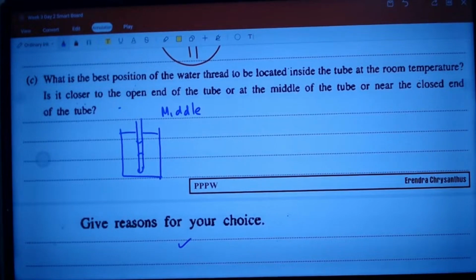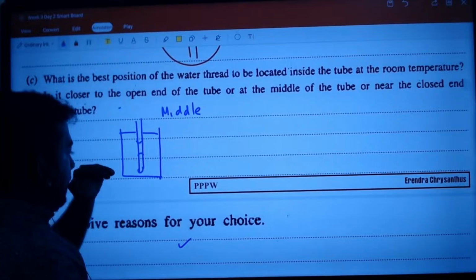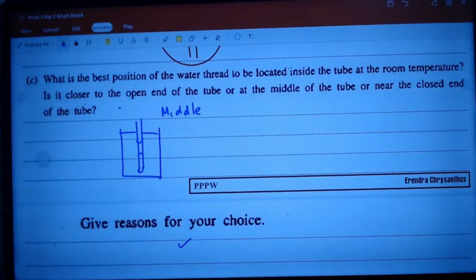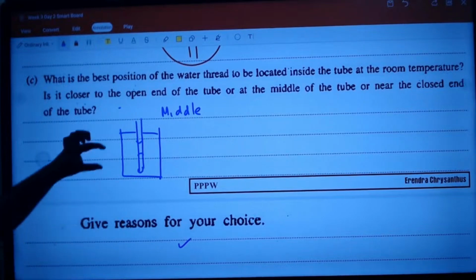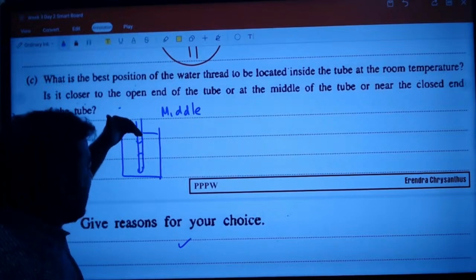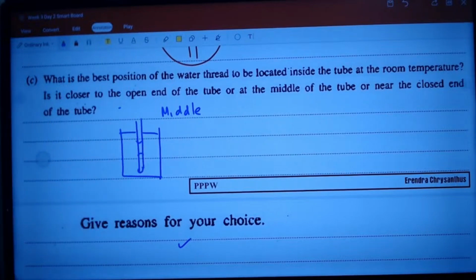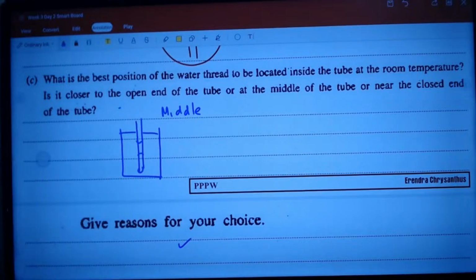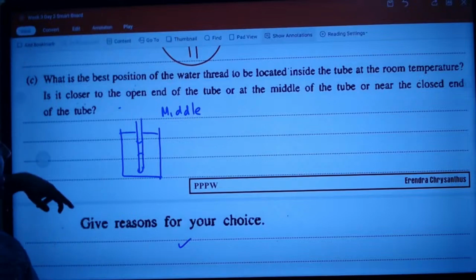If it's near the open end, it will jump out. Therefore, we will not be able to do the experiment correctly, because the water thread should always be underwater inside the tube.